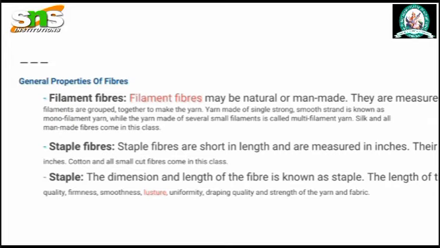Staple fibers. Staple fibers are short in length and are measured in inches. Cotton and all small cut fibers come in this class. Staple. The dimension and length of the fiber is known as staple. Quality, firmness, smoothness, luster, uniformity, draping quality and strength of the yarn and fabric.